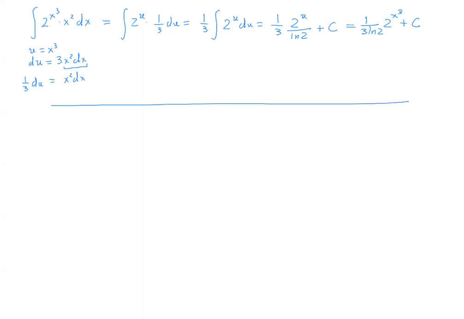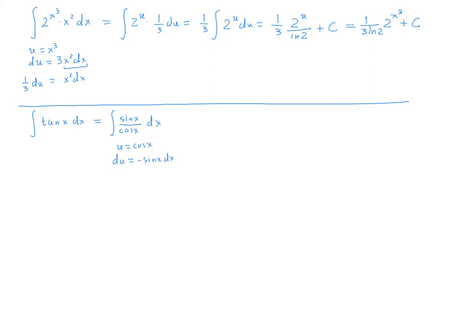Now, let's do another example. Let's find the antiderivative of tangent. We need to write it as sine over cosine. And once we do that, we can set u to be cosine of x. And then du is going to be negative sine x dx.